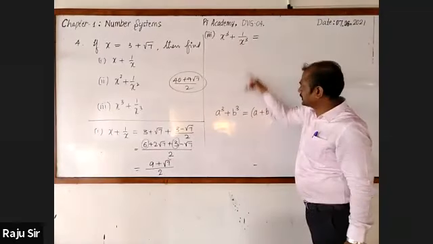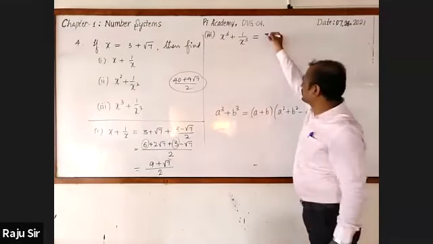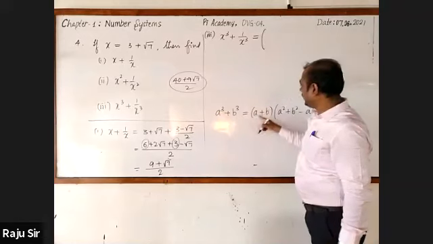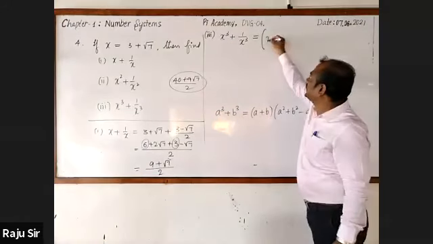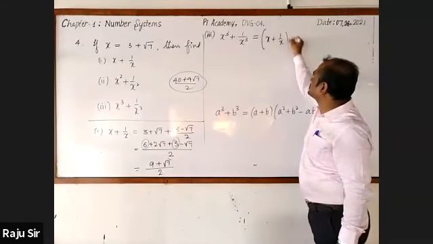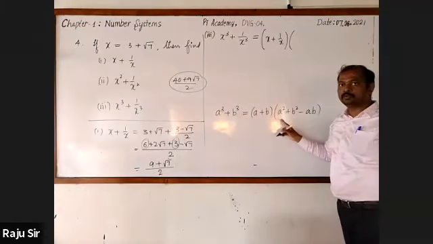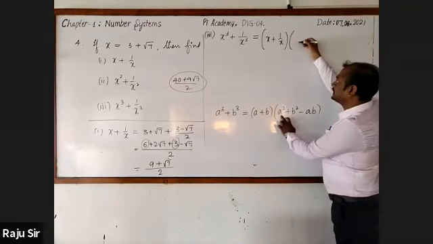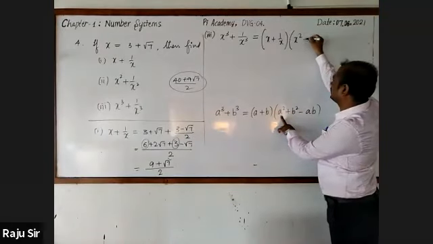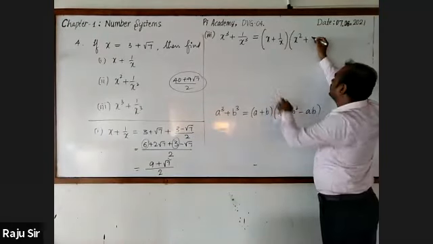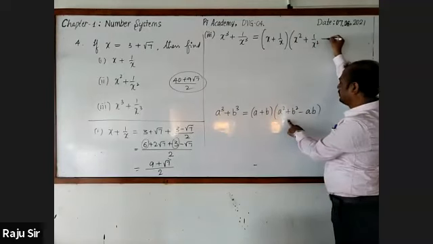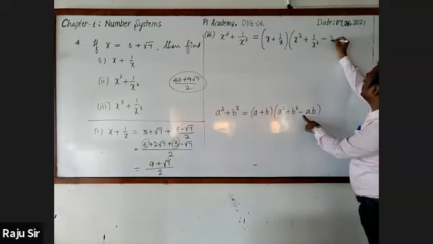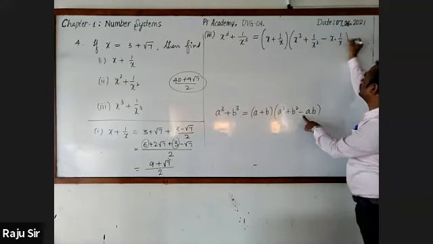Here, x cube plus 1 by x cube is equal to a plus b into a square plus b square minus ab. That is, x plus 1 by x into a square, which is x square, plus b square, which is 1 by x square, minus ab, where a is x and b is 1 by x.